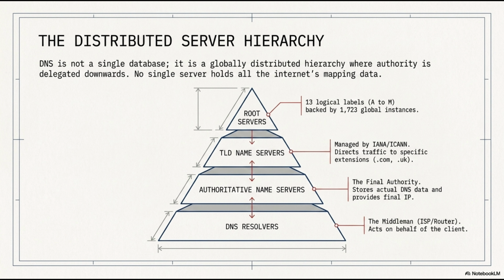DNS is not a single server but a globally distributed hierarchical system. At the top are the root DNS servers. Below them are the TLD servers responsible for extensions such as .com, .org, and .net. Further down are authoritative name servers, which contain the official DNS records for a domain. DNS resolvers communicate with these layers to obtain information on behalf of clients. This distributed design allows DNS to scale globally while maintaining reliability and performance.